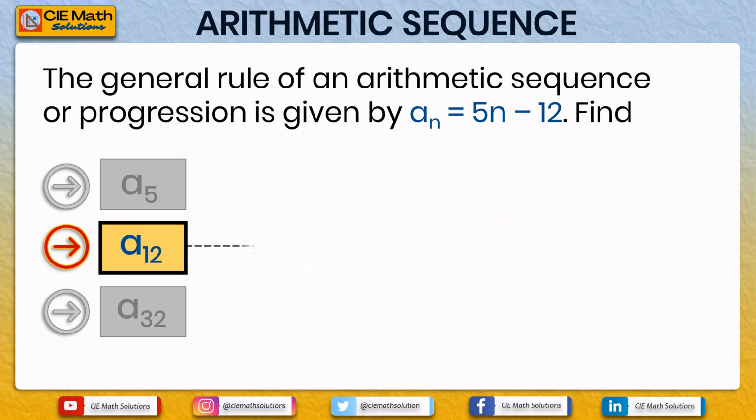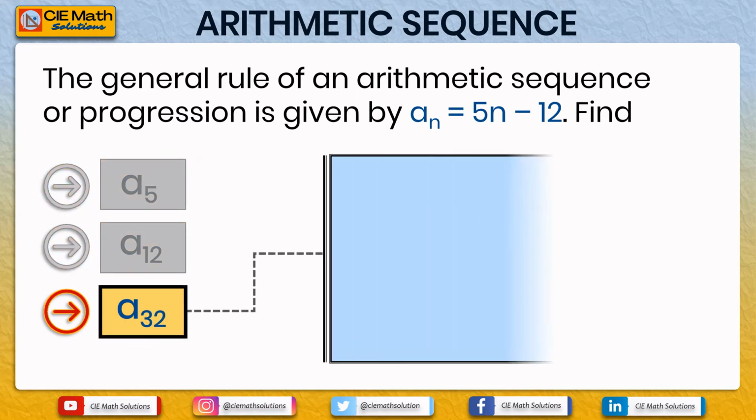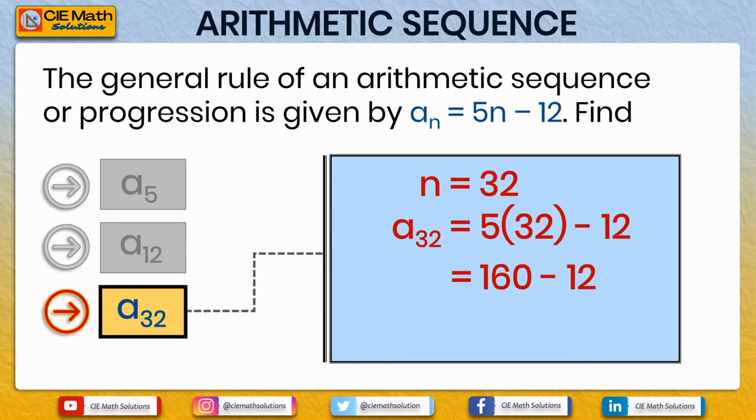The third one, which is the 32nd term, or a_32, the value of n here is equal to 32. Substituting this value, that will give us 5 times 32 minus 12, which is 160 minus 12, that is equal to 148. The 32nd term then of the sequence is 148.